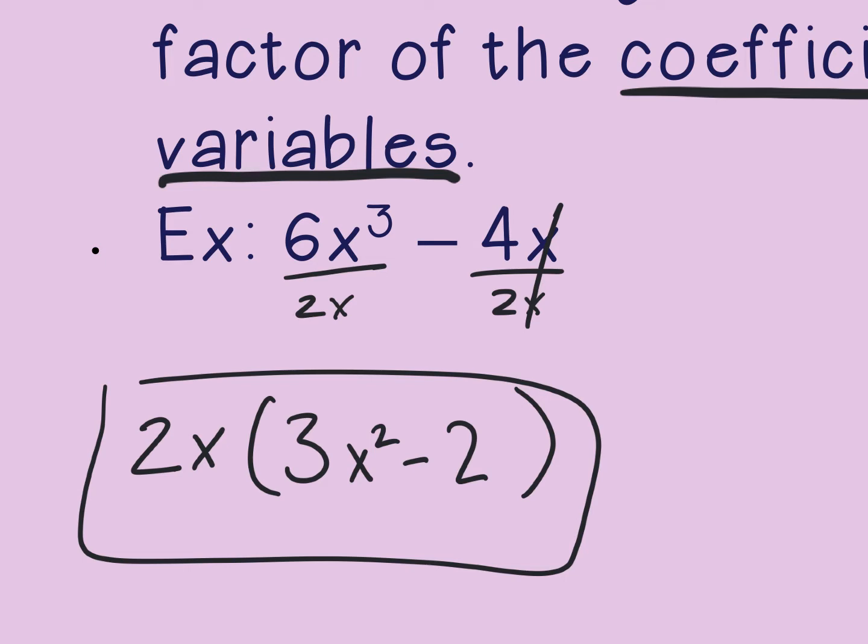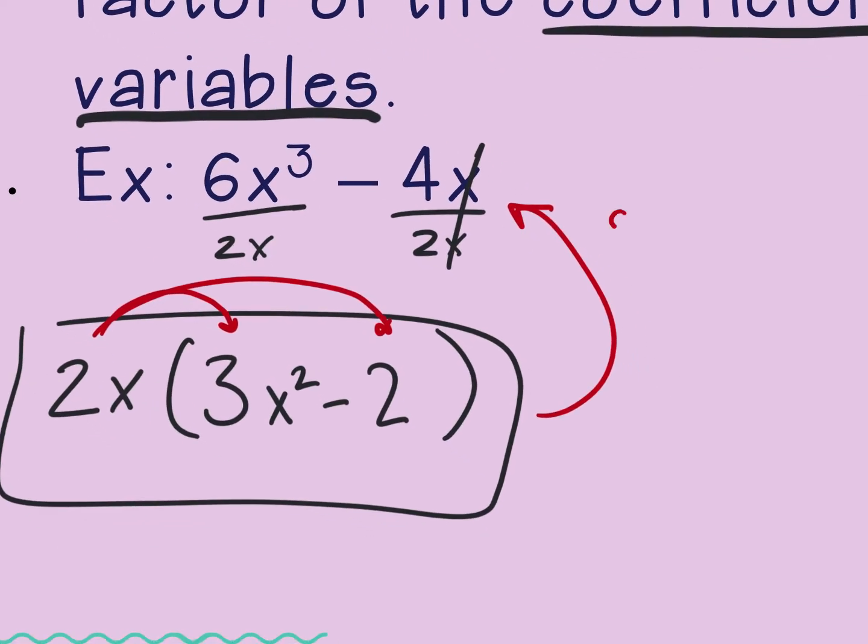And we could check our work by distributing the 2x to both things inside the parentheses, and we'll end up with the original question. So you can check your work by distributing.